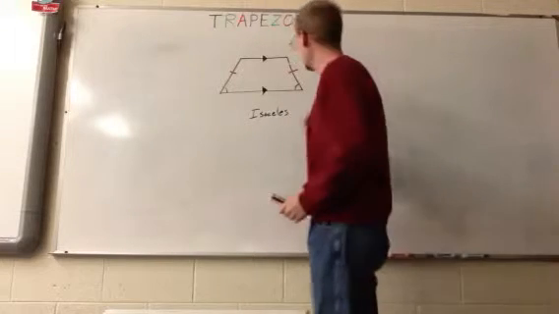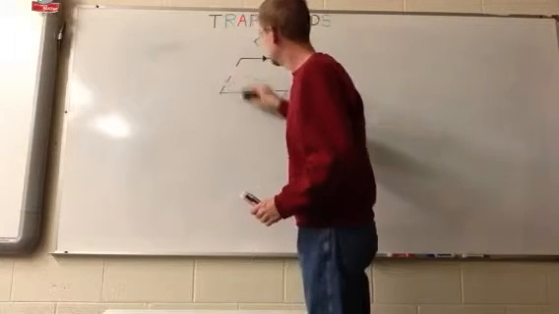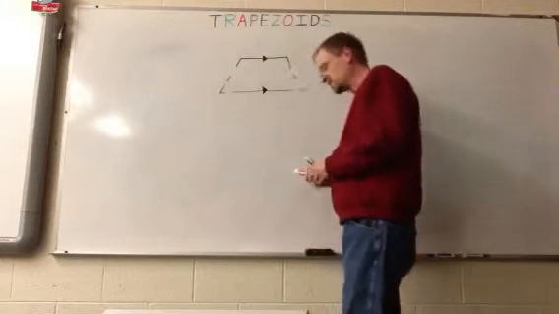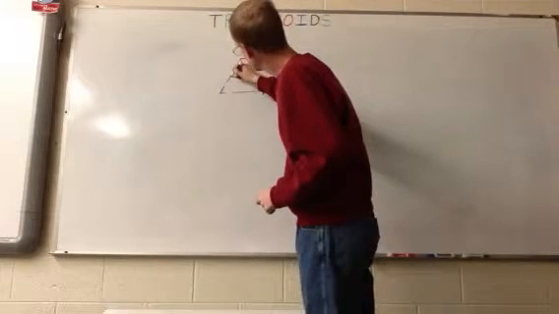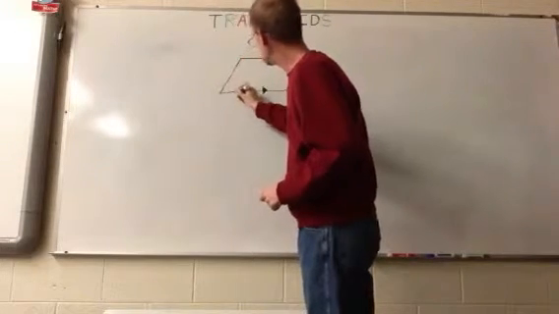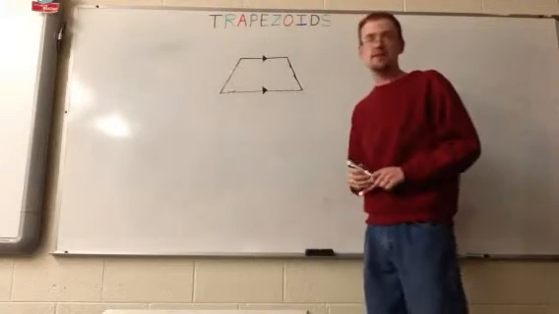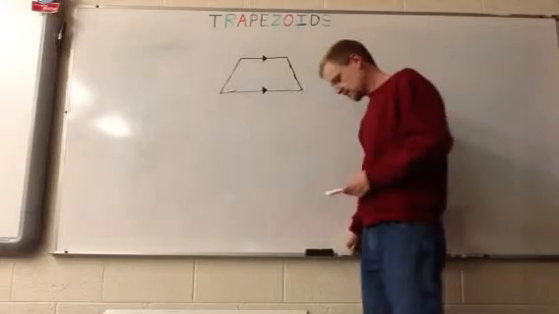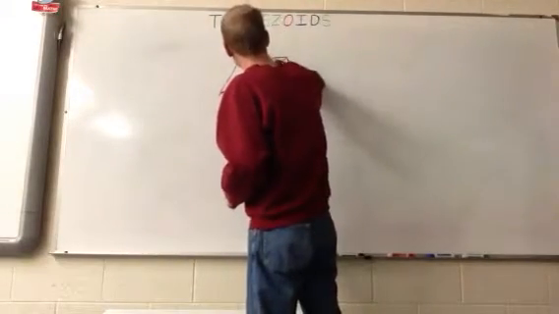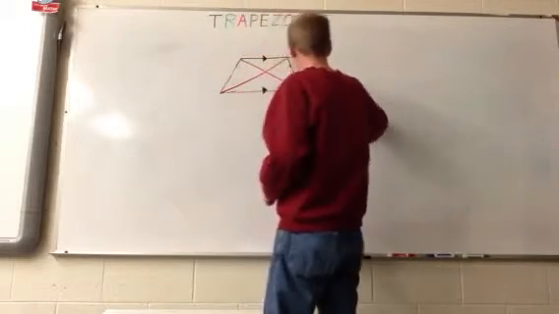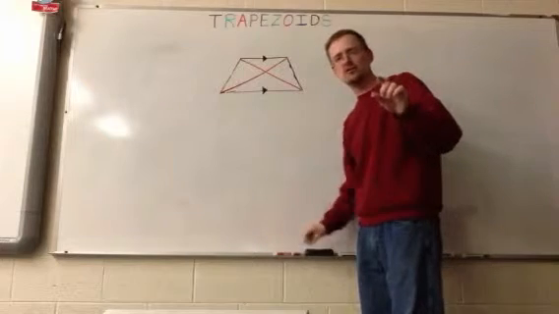Let's go down one more and look at one more property of these isosceles trapezoids. Let's redraw here a little bit. Okay, let's look at what happens with the diagonals. Well, it turns out that the diagonals of a trapezoid, if it's an isosceles, are going to be congruent.